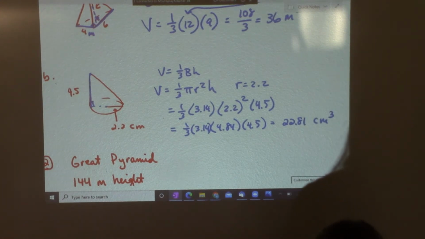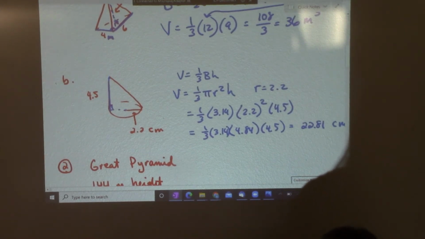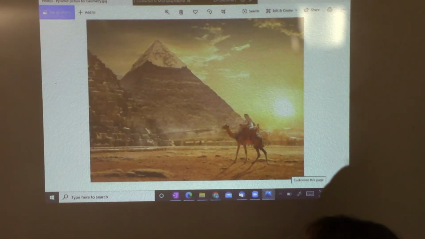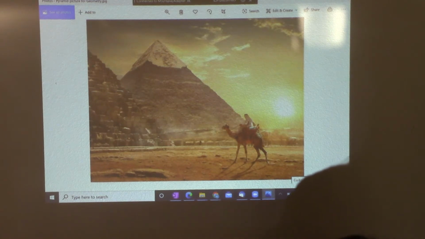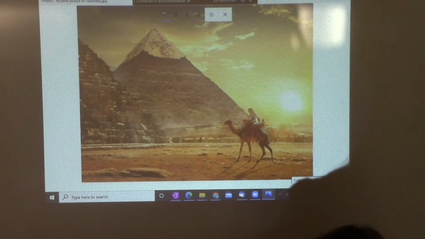Okay, now you can see I've already started the notes for the number 2. It's about a Great Pyramid, so I have a picture. Look at that. Isn't that spectacular? This is the Great Pyramid right here. Can I draw on that? The Great Pyramid of Giza, it's called.